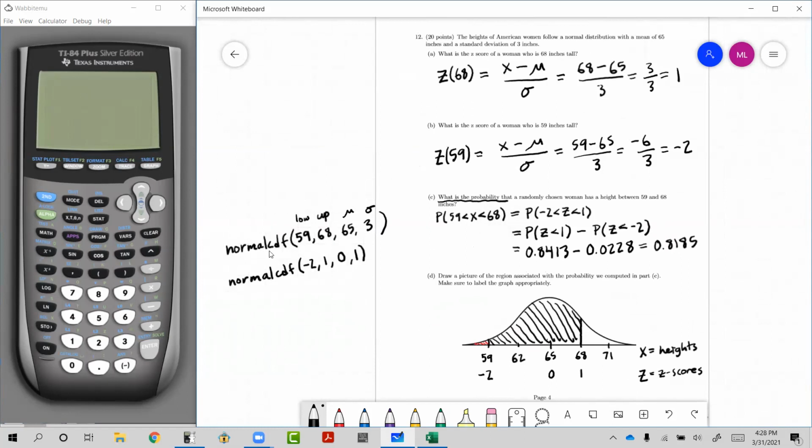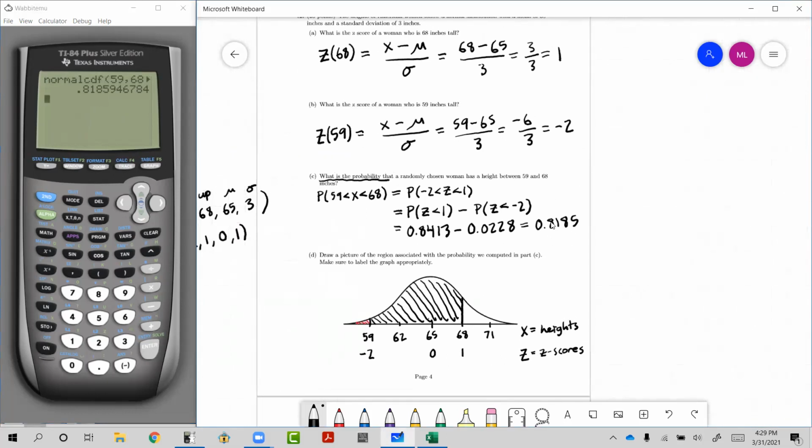So to do normal CDF, that is a distribution. Here we're just dealing with the distribution. So now I hit second vars to go to my list of distributions. It's the second option, normal CDF. Here's where I put my lower bound, my upper bound, my mean, and my standard deviation. These 4 numbers. And again, if you have an older calculator, it may not give you this menu screen. It may literally just print out normal CDF with the parentheses and wait for you to manually type in this list of numbers with commas in between. Okay, and I hit enter, and there is that number that I wrote down right there.